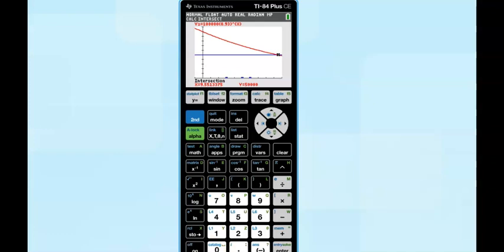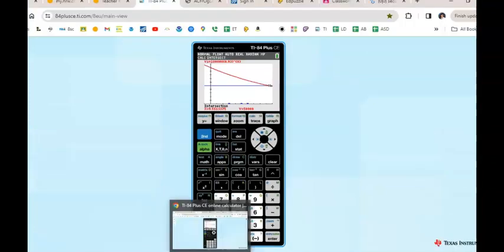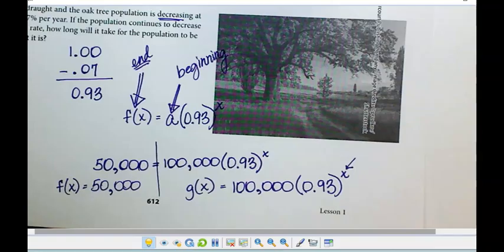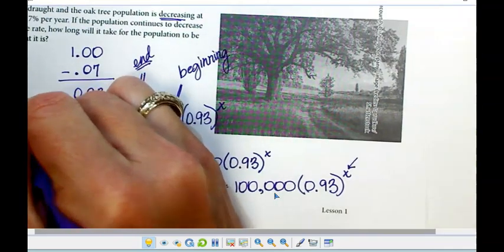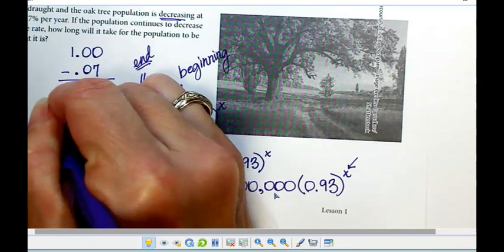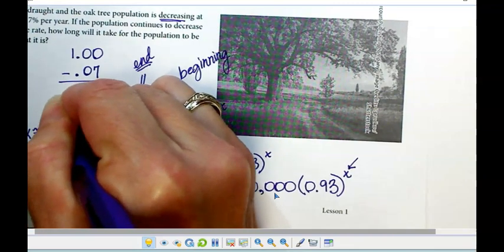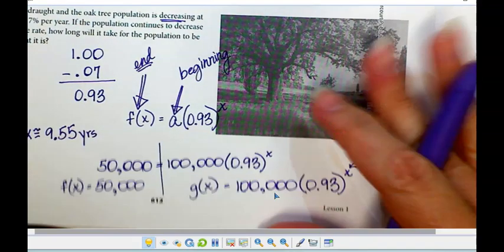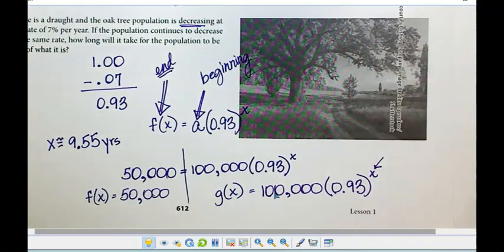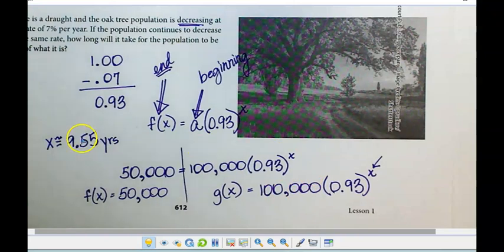Okay. All right. So let's go back. And our x value after all of that is approximately 9.55 years. And this is one of those ones where it's going to be much simpler to use a calculator, because I don't know how you're going to algebraically figure out that x is 9.55. All right.